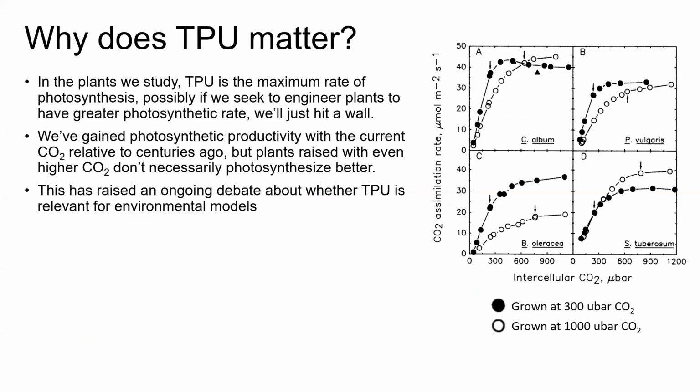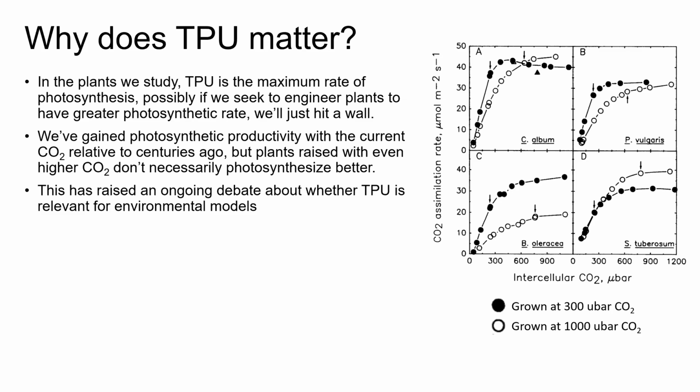So what's the point in studying TPU? TPU is the maximum rate of photosynthesis, and no matter how the inputs are changed, the photosynthetic rate can't increase. As I just mentioned, you can't add more CO2 and have it start producing more. And you can't add more light and you can't take away O2 to improve production whatsoever. So it's really just a wall. So if we engineer plants to have a greater photosynthetic rate, we might just hit a wall in the future.